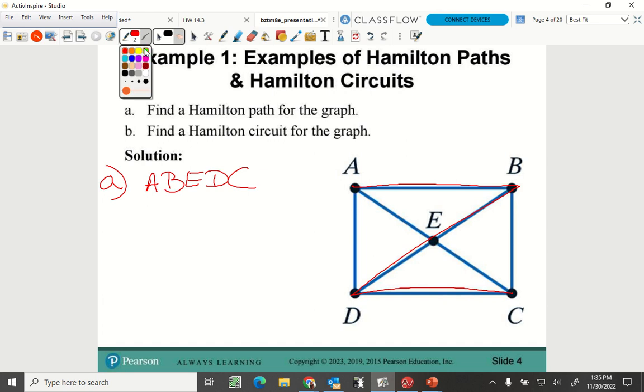Let me pick a horrible color. This one right here is a horrible color. Wow, that one is pretty bad.